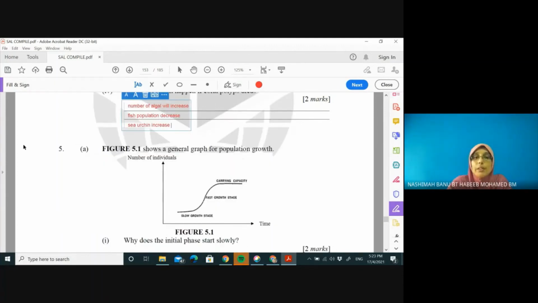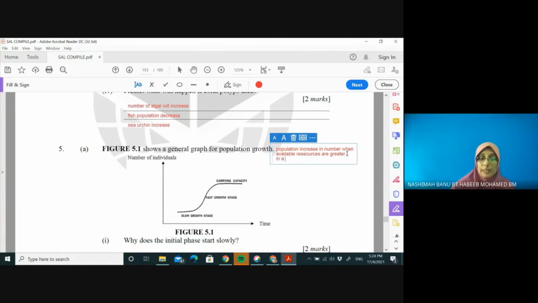Alright, so next question number 5. This one is the population growth. Okay, can you recall what is meant by population growth? Ingat lagi tak? Okay, so population increase, sebab growth kan, increase in number when available resources are greater. Dan mesti ingat dia mesti ada in a period. Okay, dia mesti ada time period. Bila definisi macam ni, kita mesti kena ada time period, sebab growth nampak dia ada time dan dia ada bagi apa yang kena grow ni lah.